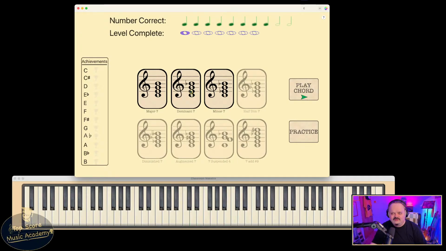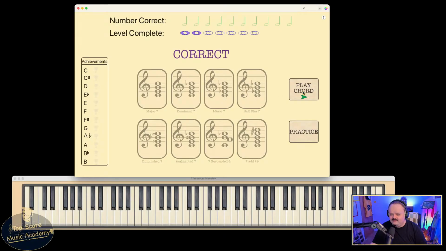That's good training for your inner ear, training yourself to be able to hear these things. It really does help, especially for actually using them in your own compositions and performing them, but also just for theory, knowing what you're looking at. So what was that one again? Dominant 7th. Minor 7th.